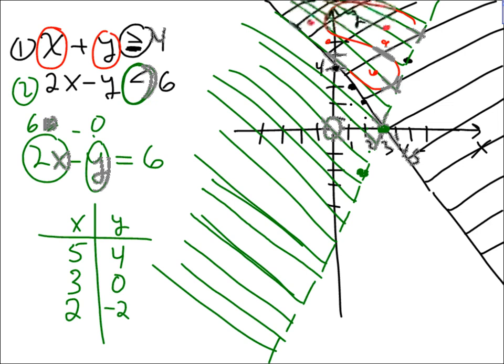Now, the solution includes these points right here. They include these points right here. They do not include the points on that line. They do not include them. That's why we dashed them. Okay. This is an okay method when you have two graphs or two inequalities. But when you start having 3 and 4 inequalities, it's going to start being messy.